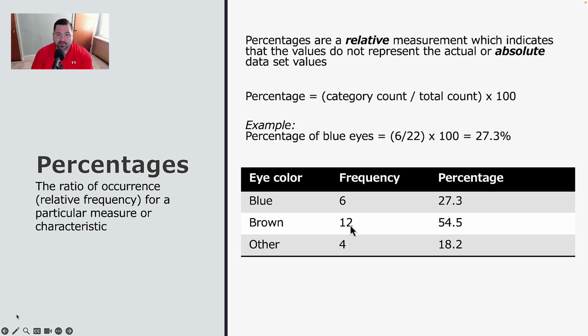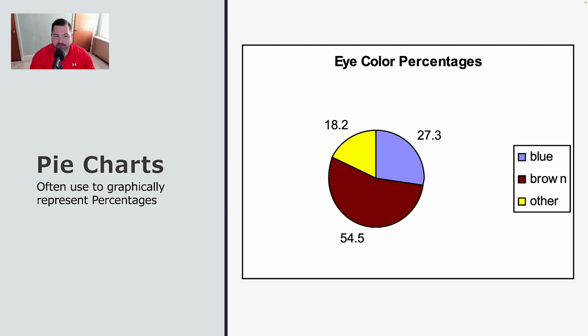Similarly, 12 divided by 22 represents 54.5% of that sample, and 4 divided by 22 represents 18.2% of that 22-person sample. And so it provides us a way to take these absolute count measures and relativize them in a way that gives us a sense of what percentage of the total sample has that character trait. Okay, so percentages are all about relative measurements, whereas frequencies are more about absolute measurements.